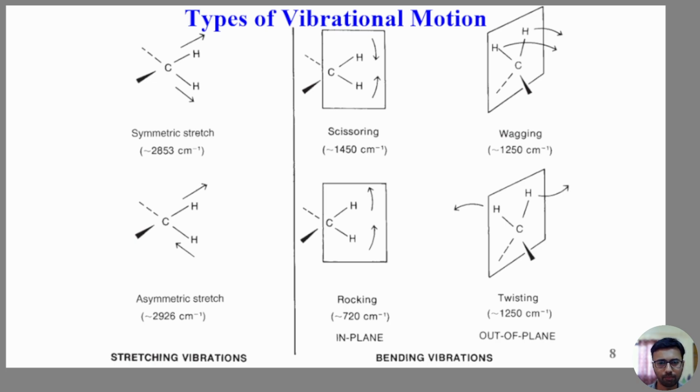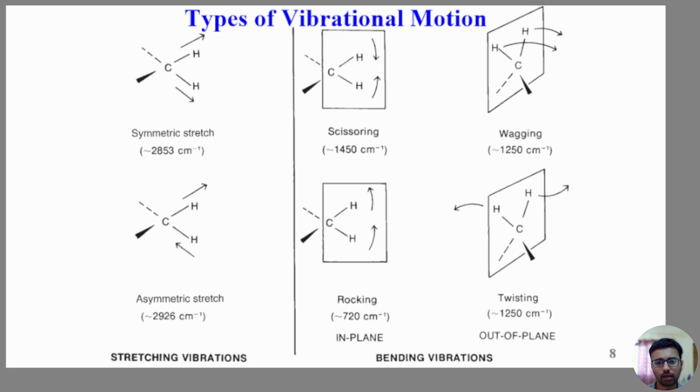The second type is twisting. In twisting motion, one atom moves above the plane while the other moves below the plane. The atoms move in opposite directions. This twisting motion also typically occurs near 1250 cm⁻¹.